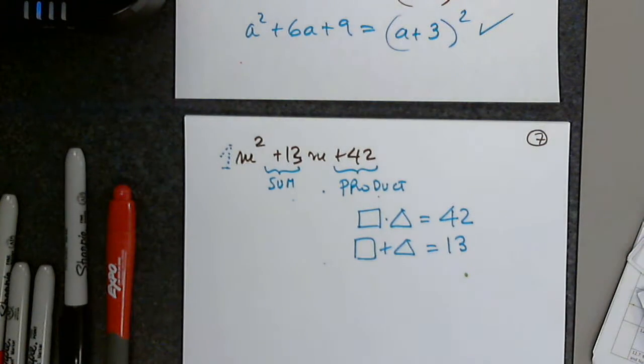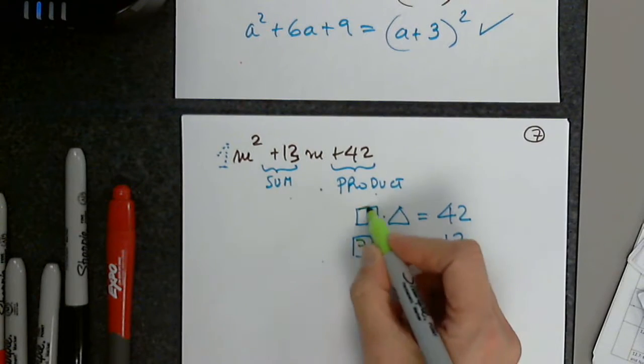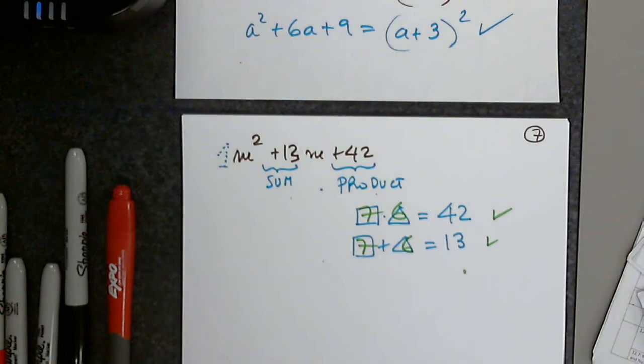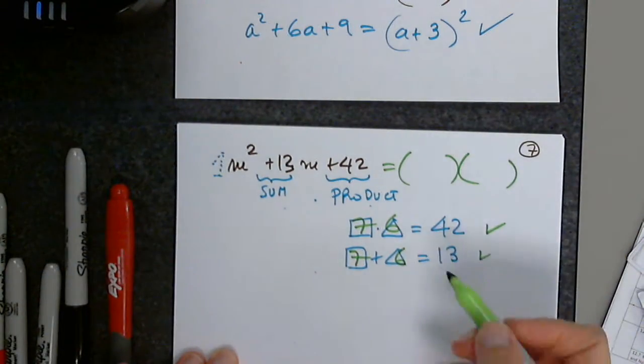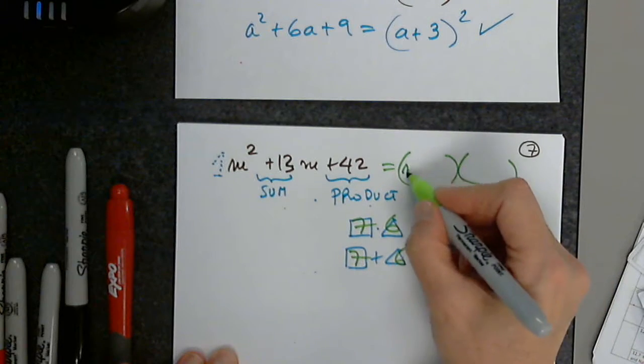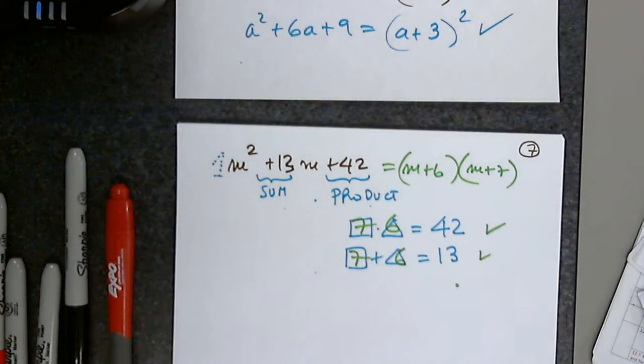And the answer is? 7. Good. In any order. 7 and 6. Both conditions have to be fulfilled. Are they? So therefore, the factored form uses these numbers: M plus 6, M plus 7, or the other way around.